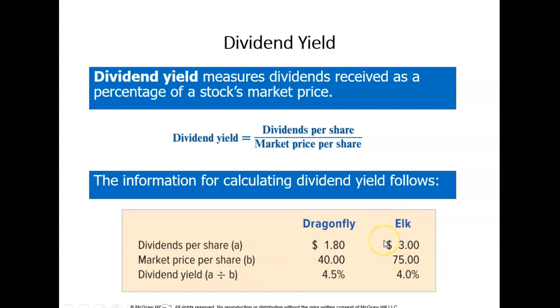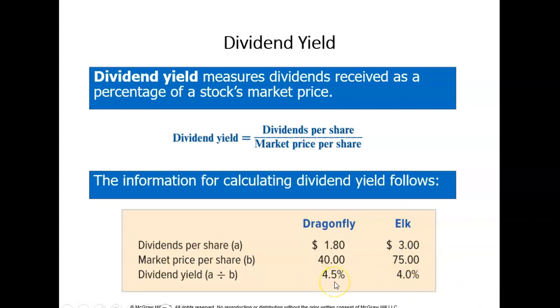Compared to the Elk Company, dividend per share is $3. Market price is $75. Dividend yield is 4%. So this ratio is again comparing dividends per share. That's the amount. So dividends is the actual amount being received by the stockholder. So when you own a share of stock of a company, if they pay out dividends, you'll receive those as an actual payment compared to the market price.